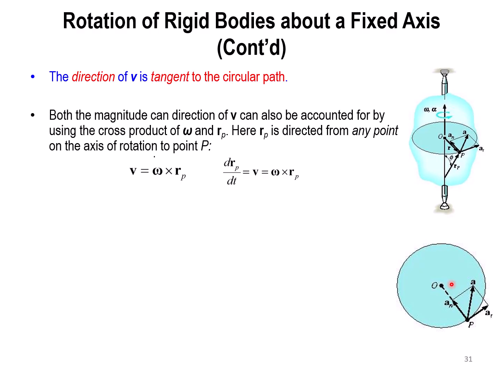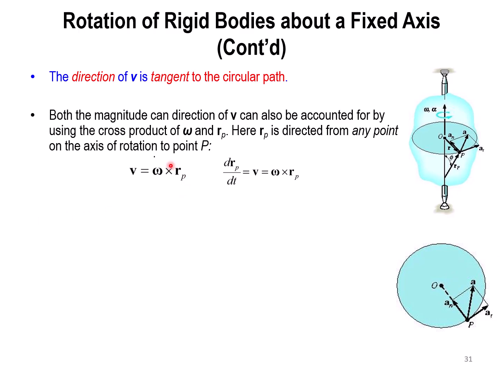So both the magnitude and direction of the v can also be accounted for by using the cross product of the omega and the rp. Here, the rp is going to be directed from any point on the axis of the rotation to the point P. So the velocity is going to be equal to the omega multiplied by the length of the link rp.